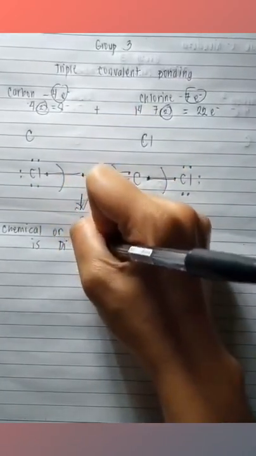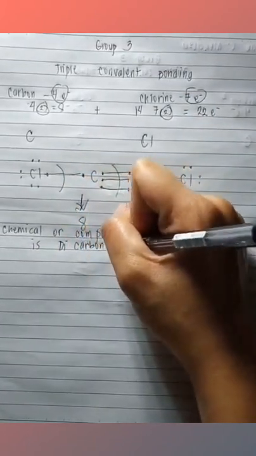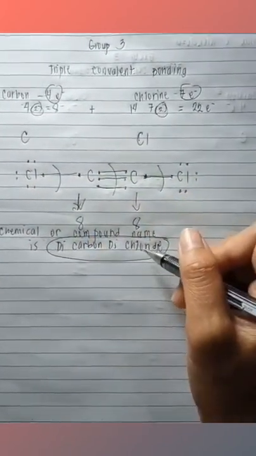So the chemical or compound name is, because carbon has 2 and chlorine has 2, we use dicarbon dichloride. This dicarbon dichloride is their chemical or compound name. Thank you.